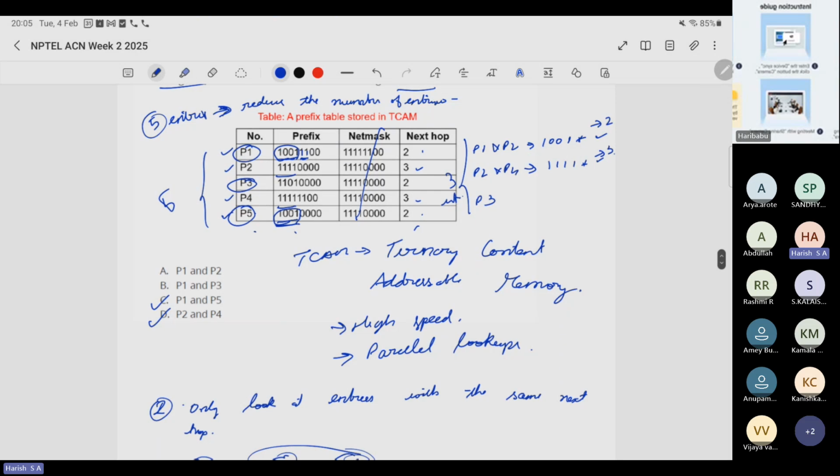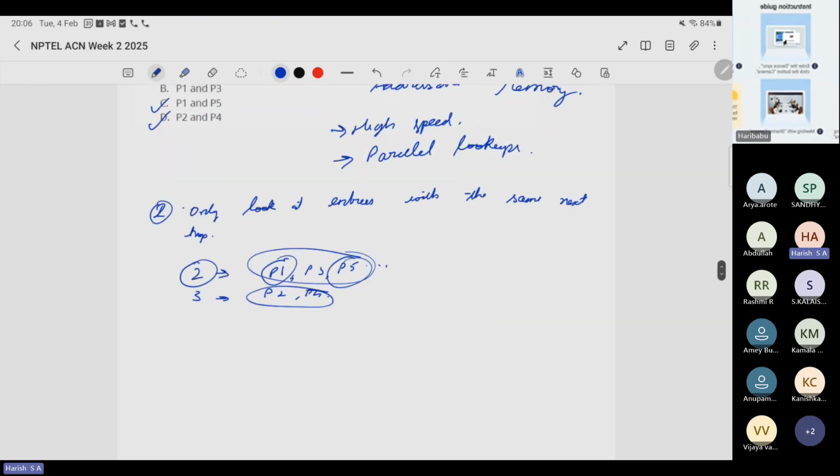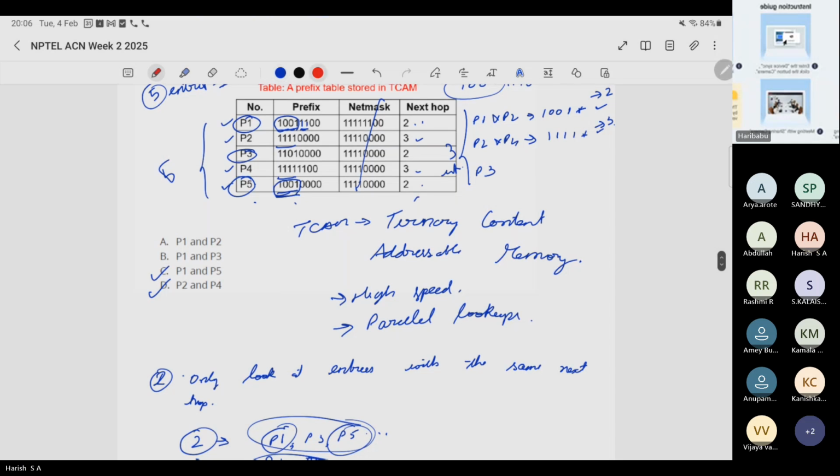So that's the logic behind merging here. You think about it from that perspective, right? I don't care what is beyond it because the next hop is anyway going to be 2. Even if the prefix is 1001 1110, let's say, then also I don't care. The moment I see 1001, I'm going to close my eyes and send it to hop number 2. So because of that, P1 and P5 are merged. These two become one entry.